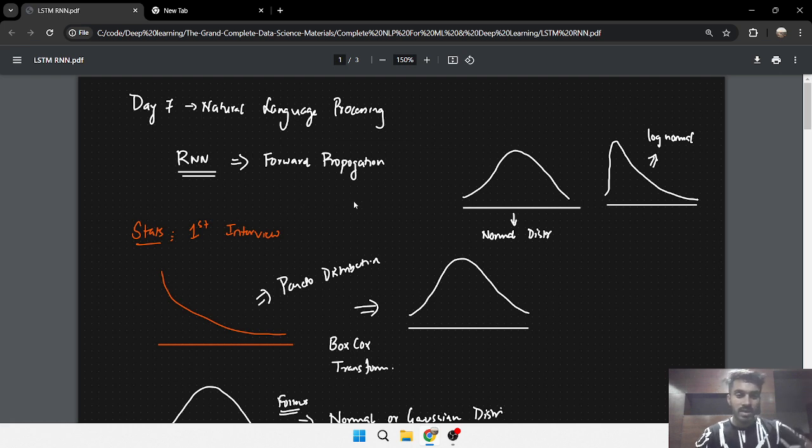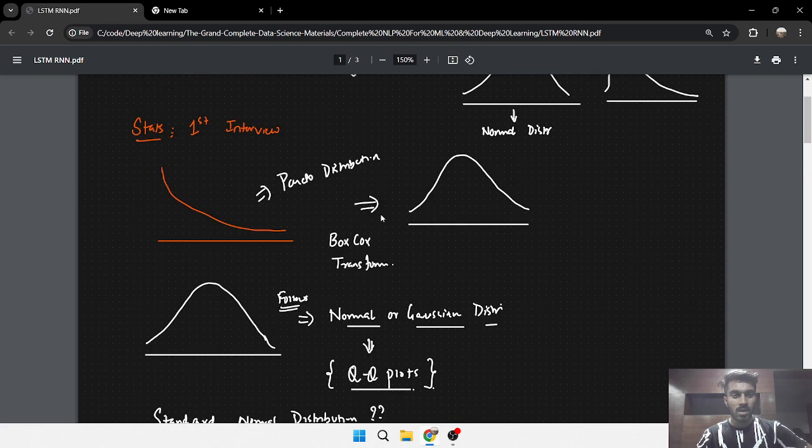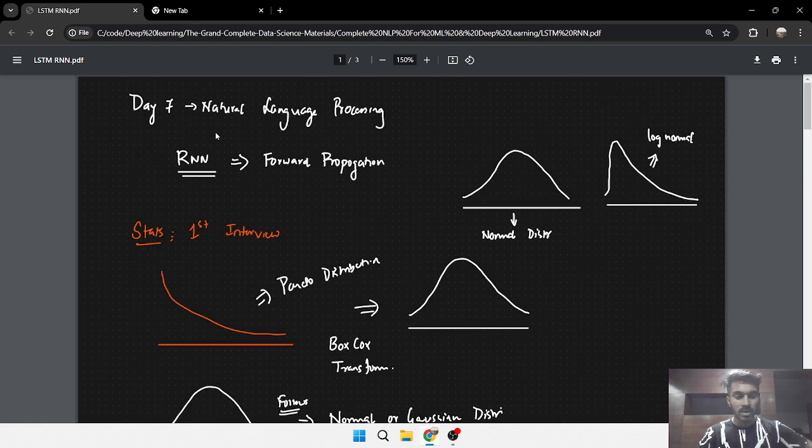Today's agenda is LSTM RNN. I covered RNN, recurrent neural network, in the previous lecture, and today I will cover LSTM RNN, long short term memory RNN, and how it works. In the next lecture, I will cover the bidirectional LSTM RNN and how it works.